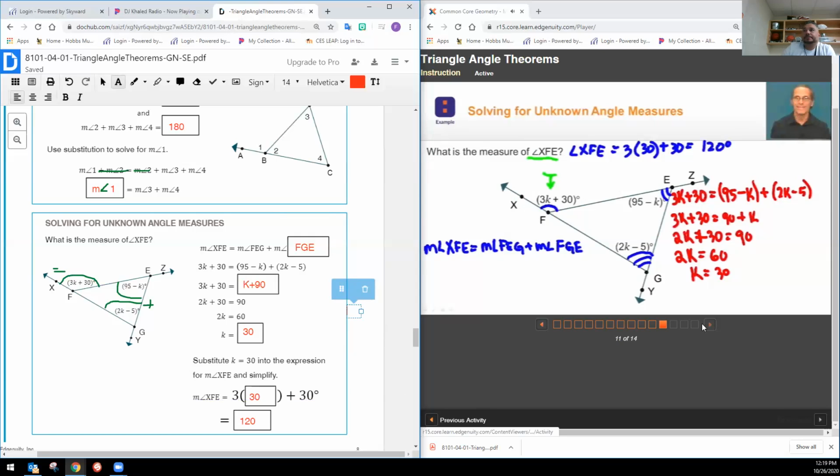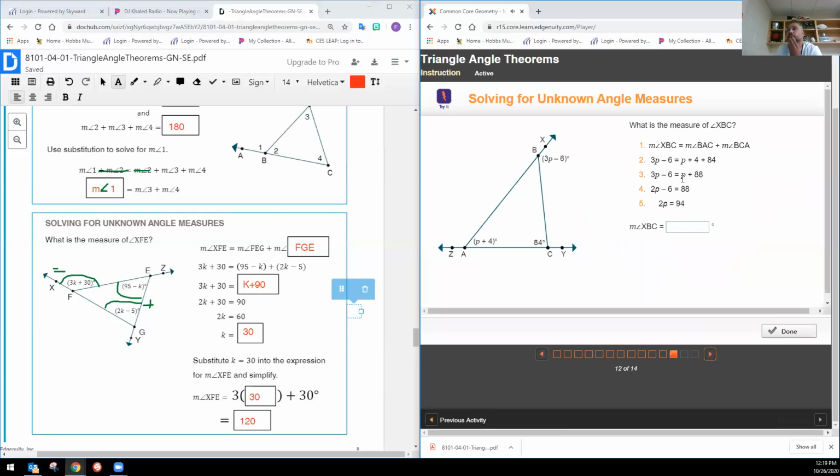That one was easy. Complete the steps to determine the measure of the exterior angle. Angle XBC is equal to 3p minus 6, which equals the measurement of BAC, which is p plus 4, plus the measurement of BCA, which is 84 degrees. So when I combine this, it equals p plus 88. Now I'm going to take this p, it's a positive p, and subtract it from 3p. So I'm left with 2p minus 6 equals 88.